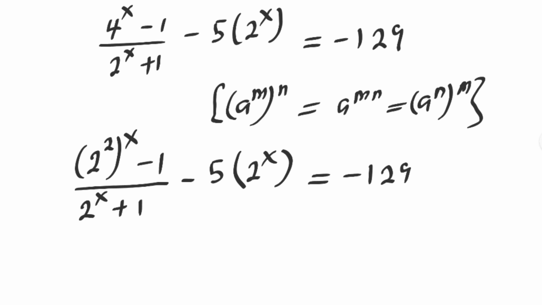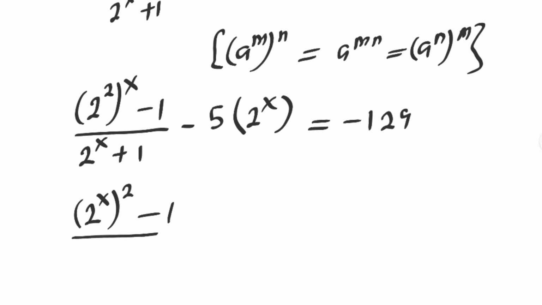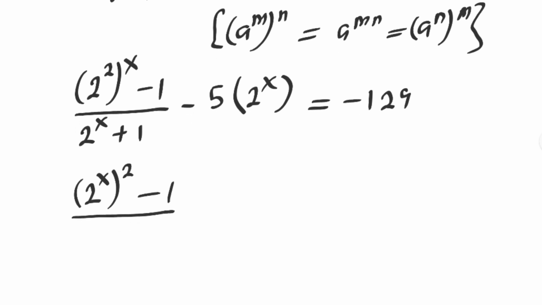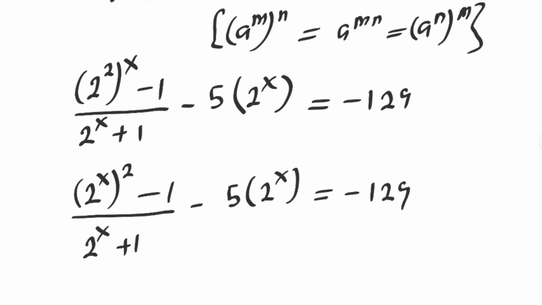Now this 2 raised to power 2 to the power of x can be written as 2 raised to power x all square, minus 1 over 2 raised to power x plus 1, minus 5 bracket 2 raised to power x is equal to minus 129.